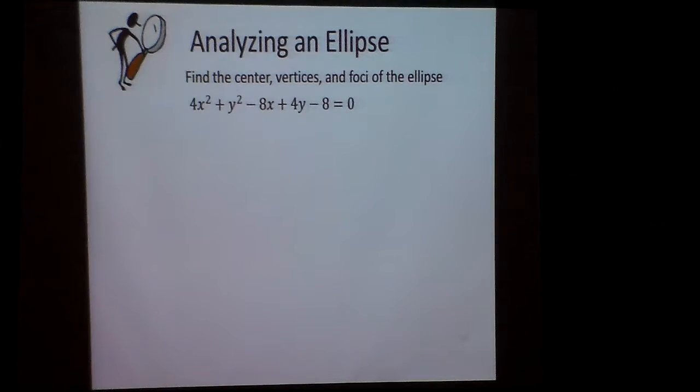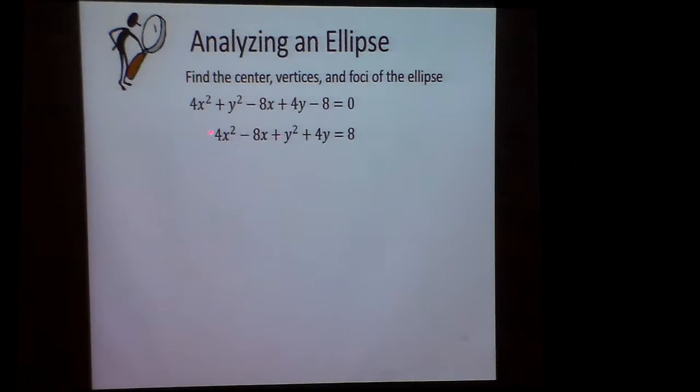4x squared plus y squared minus 8x plus 4y minus 8 equals 0. And once again, the first thing I probably want to do is write it in standard form. I need to do that by getting all the x's together, all the y's together, and then I'm going to rewrite it with some spaces. And notice I need the x squared by itself and the y squared by itself. Is the y squared already by itself? Yes. Is the x squared by itself? No. Well, it's being multiplied by 4.